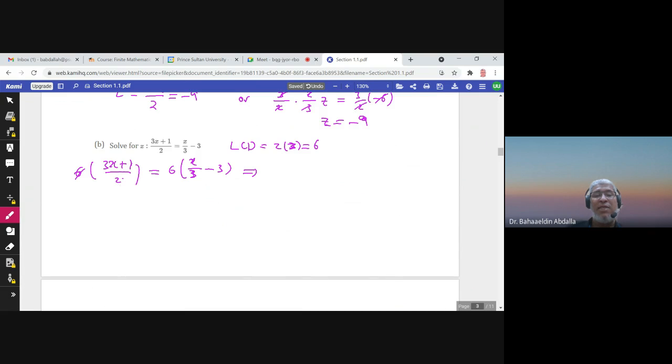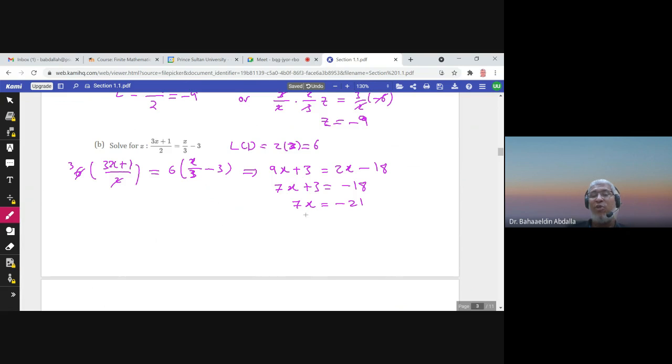Now 6 cancels with 2 and you have 3. 3 times 3 is 9x. 3 times 1 is 3. Now here 6 divided by 3 is 2, times x is 2x, and minus 3 times 6, minus 18. Now I subtract 2x from both sides, so I will have 9x minus 2x, which is 7x plus 3 equals negative 18. Now I subtract 3 from both sides, so I will have 7x equals negative 18 minus 3, negative 21.